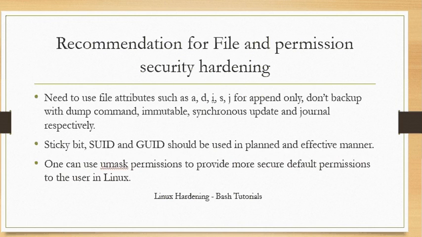So what are the recommendations for file and permission security hardening? Need to use file attributes such as a, d, i, S, j. a is append only, d is don't backup with the dump command, i is immutable, S is synchronous update, and j is journaling respectively. Sticky bit, SUID and SGID should be used in a planned and effective manner.